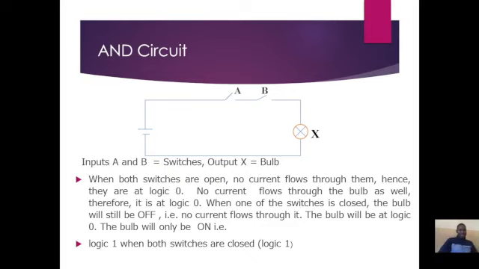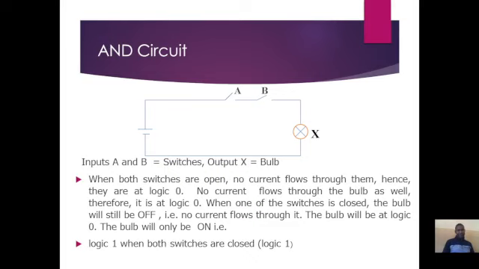What about in terms of circuit, the AND circuit? Let's say input A and B are switches. Output X is a bulb. So what happens? When both switches are open, no current flows through them. Hence, they are at 0.